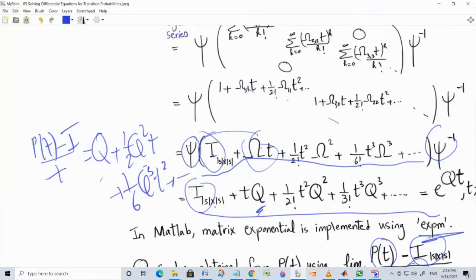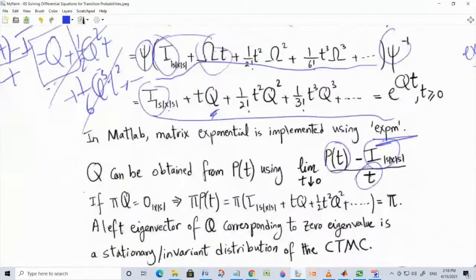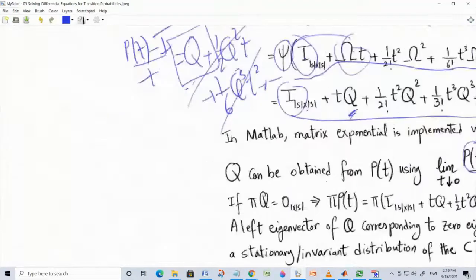Now take the limit as t goes to 0. And now again, there are issues because this is an infinite sum, but assuming that we can take the limit term by term, this will go to 0, this will go to 0, everything will go to 0 except for Q itself. Okay, so that's the reason behind this expression here, that you can obtain Q from P of t using this limit.